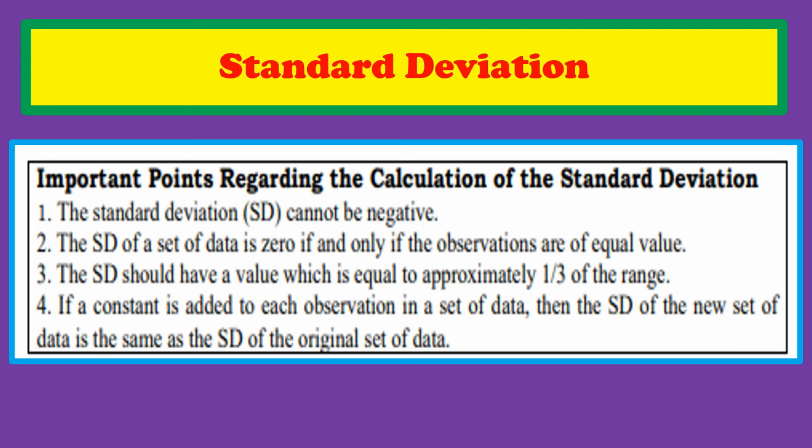Important points regarding the calculation of the standard deviation. The standard deviation SD cannot be negative. The standard deviation of a set of data is 0 if and only if the observations are of equal value. The SD should have a value approximately equal to 1/3 of the range. If a constant is added to each observation in the set of data, then the SD of the new set of data is the same as the SD of the original data.